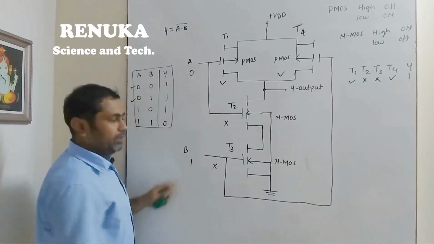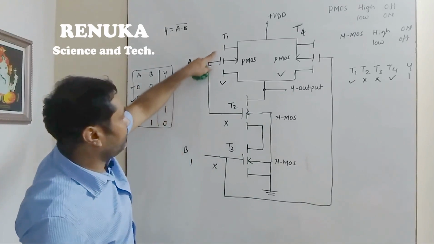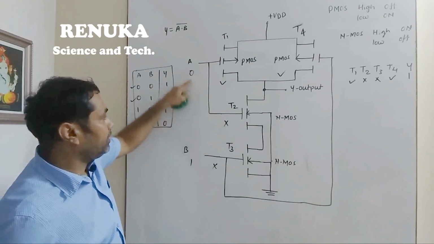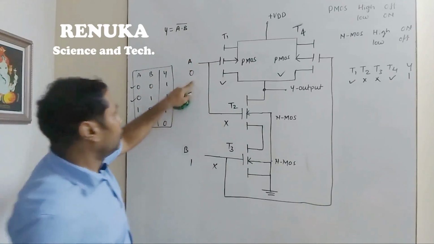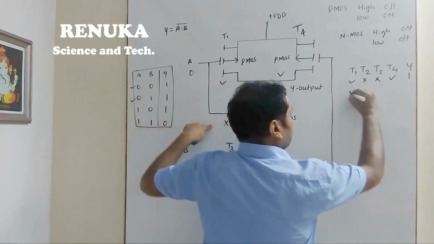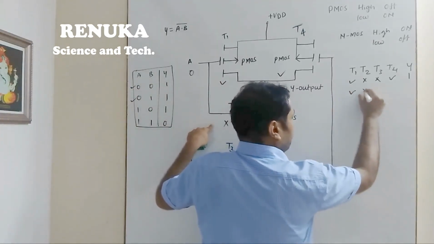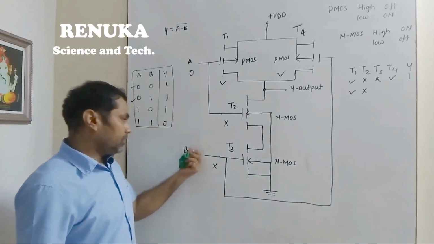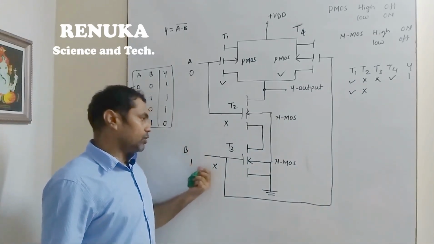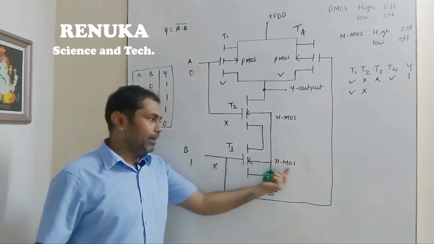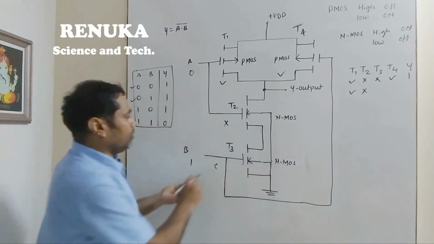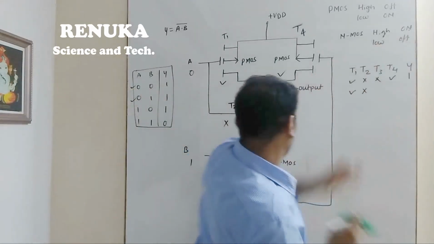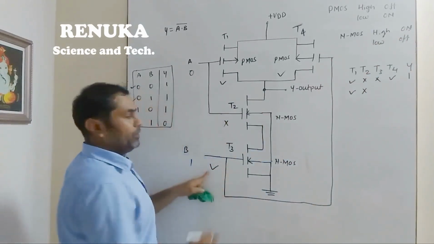So I am writing logic 1 here. So for T1 and T2, both conditions will remain as they are because we have not changed any input condition at A. So T1 will remain on and T2 will remain off. Now the conditions are changed for T3. At T3, the B terminal is connected to logic 1, logic high, and logic high is given to the NMOS. And if logic high is given to the NMOS, what is happening? It will turn on. So transistor T3 will turn on.